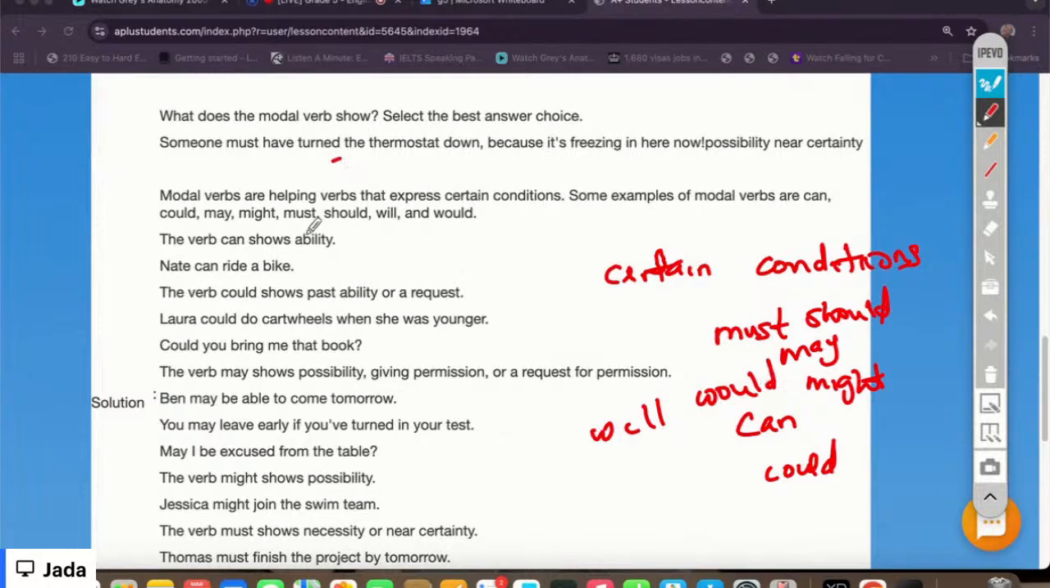All right, so the verb can shows ability because modal verbs express certain conditions, right? So the verb can shows ability to do something. Nate can ride a bike. I can swim. Now the verb could shows past ability or a request. Laura could do some cartwheels when she was younger. Could you bring me that book? So could shows past ability or a request, asking you to do something.